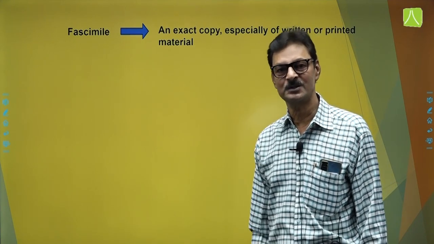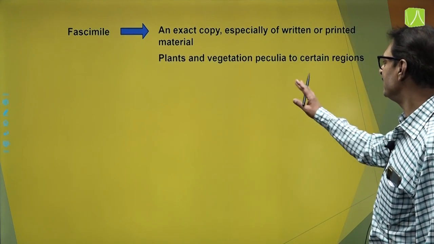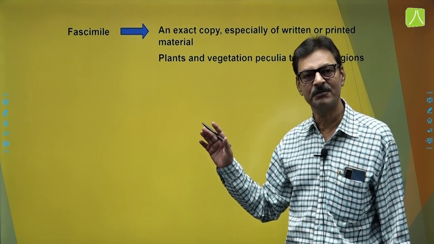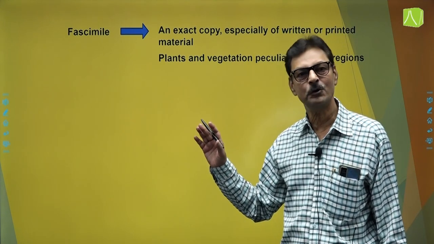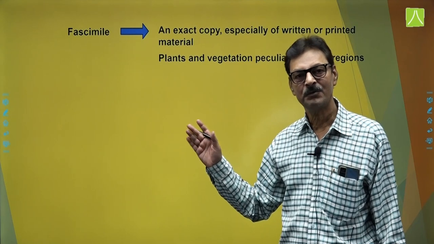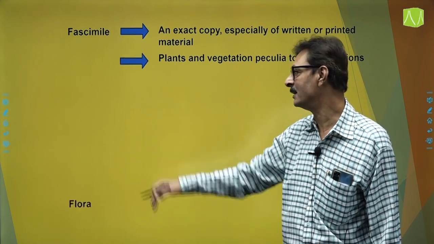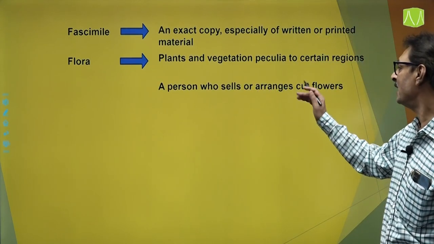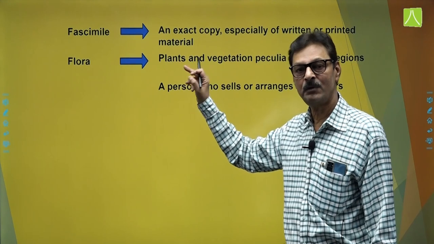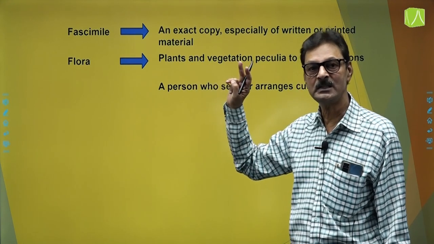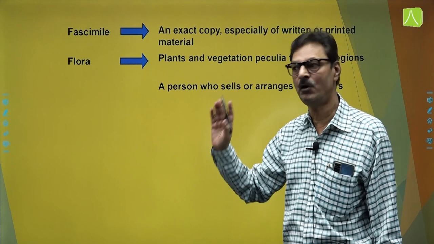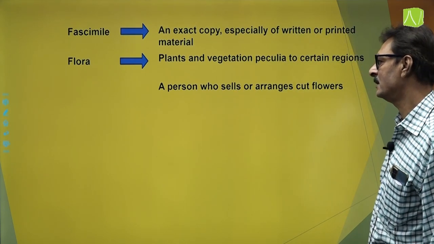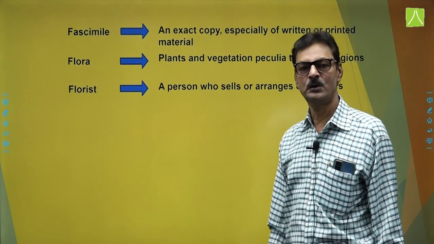Remember this word also. Plants and vegetation peculiar to a certain region. What is it? The word starting with F. Must have heard the word flora and fauna. Flora, flowers, plants. Yaad karne ka tarika. The answer is flora. And the other one, wildlife and animals of a particular region, that is fauna. F-A-U-N-A, fauna. Person who sells or arranges cut flowers is known as florist.